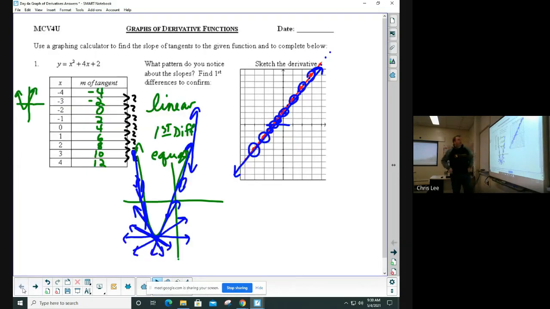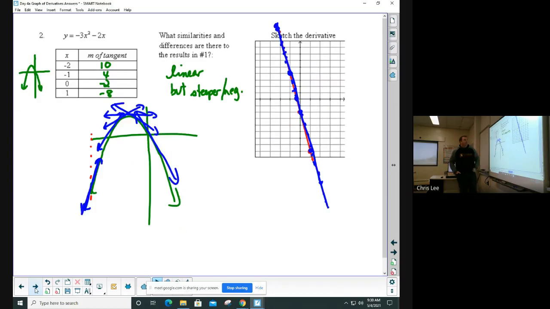The two conclusions here: what did you notice about the slopes? If you looked at the slopes and calculated the first difference, you would see they're going up by 2s. I looked at your comments in Desmos, and everyone was commenting that it went up by 2s. The first differences are the same. Therefore, the derivative is indeed linear, not just a coincidence that it ended up being a straight line.